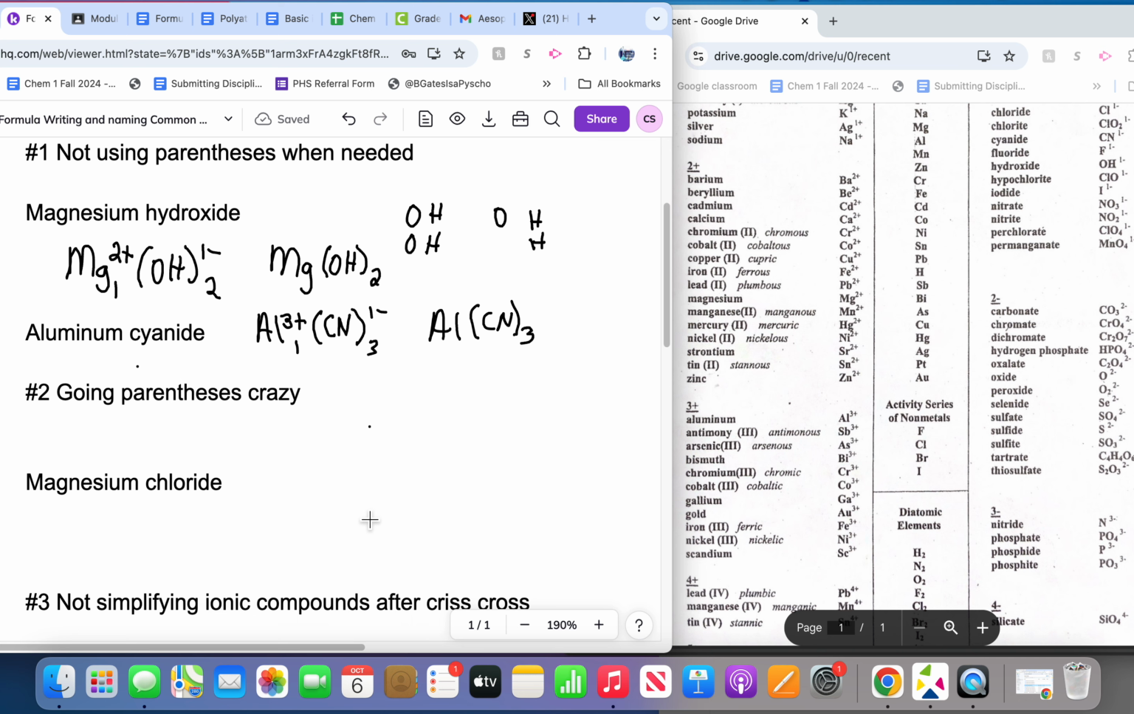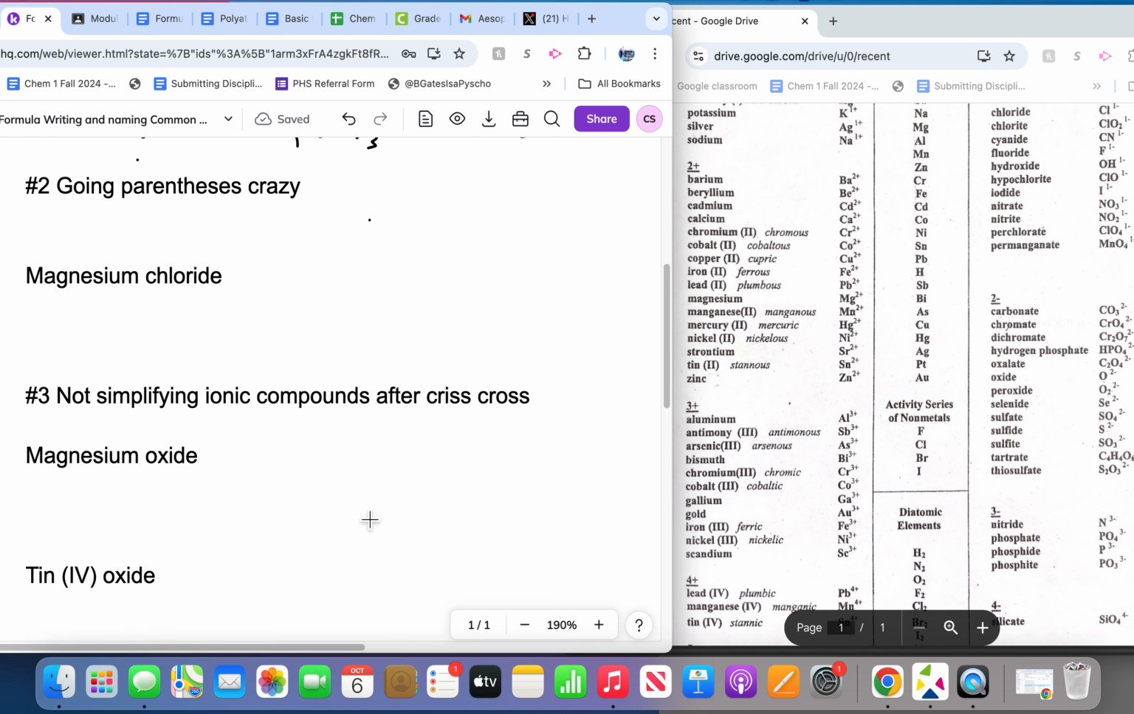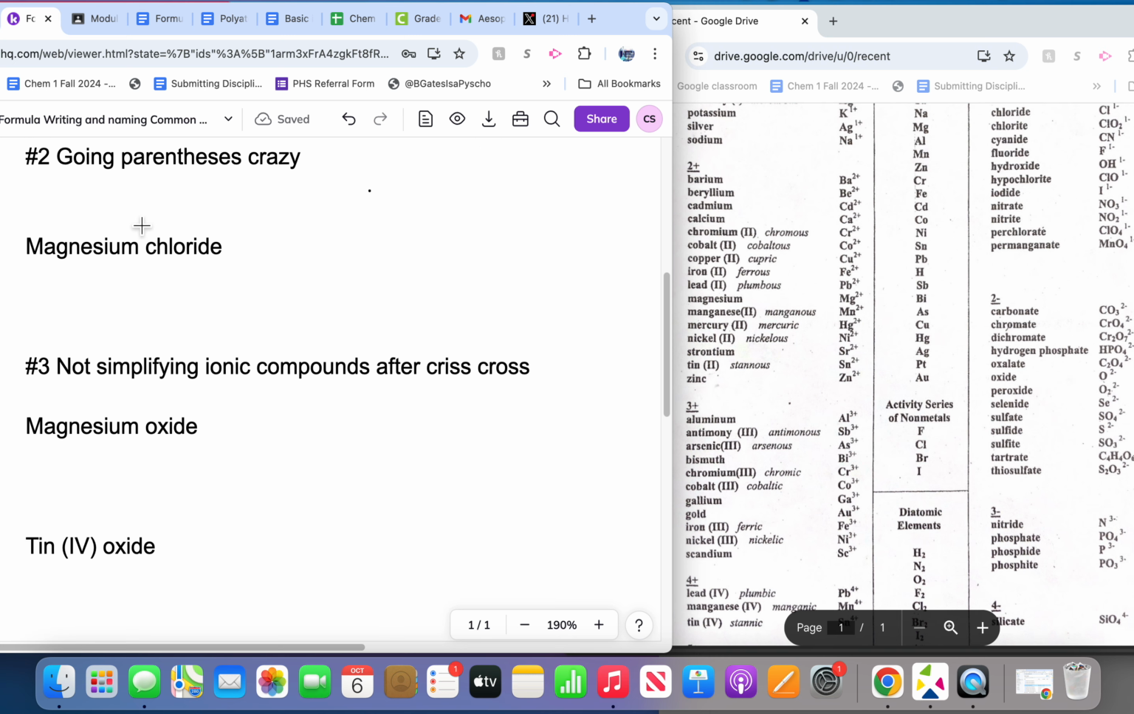Another mistake that people make is they think they need to put parentheses on everything, like magnesium chloride. So people would go, okay, magnesium is 2 plus, chloride is 1 minus. Some people, I don't know why, just put everything in parentheses and crisscross. Things that are not polyatomic ions, like chloride, which is a single ion, don't go in parentheses. You don't need parentheses. So you would just go 2 plus, 1 minus, and you'd crisscross. And so it'd be MgCl2.